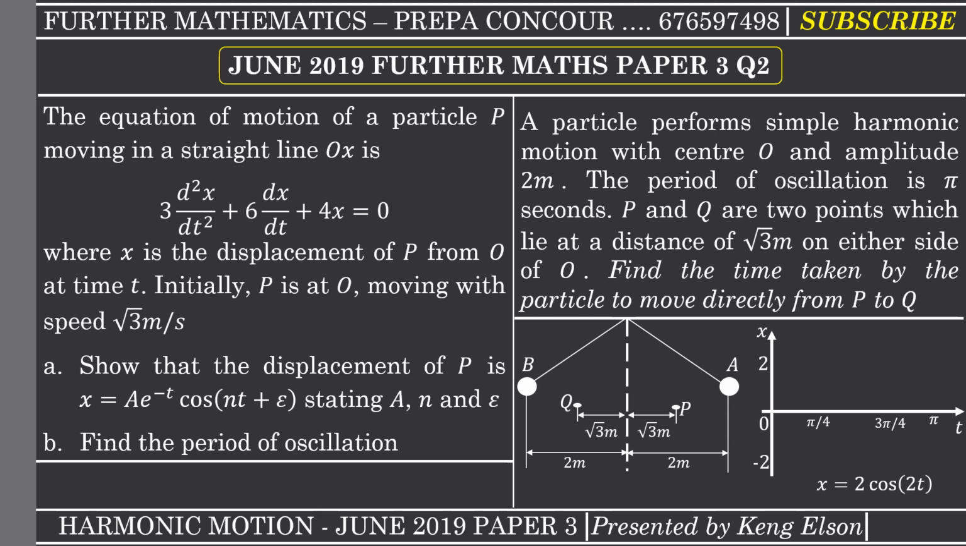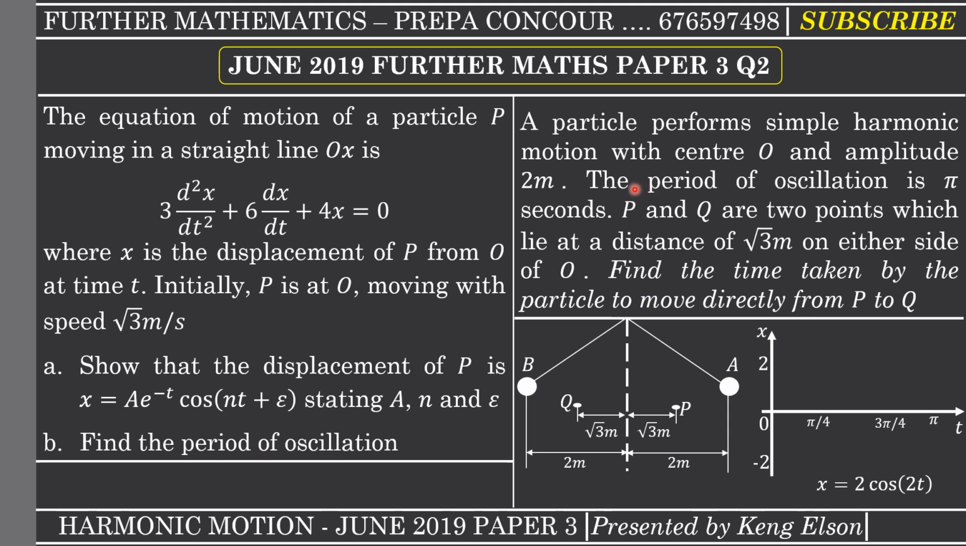So in this video we look at June 2019 Further Math Paper 1, Question 2, from oscillatory motion. Now the question was divided into two parts. In the first part we were given the equation of motion of a body and we were asked to show that the displacement of the body at any time t is equal to this, and we find the period.